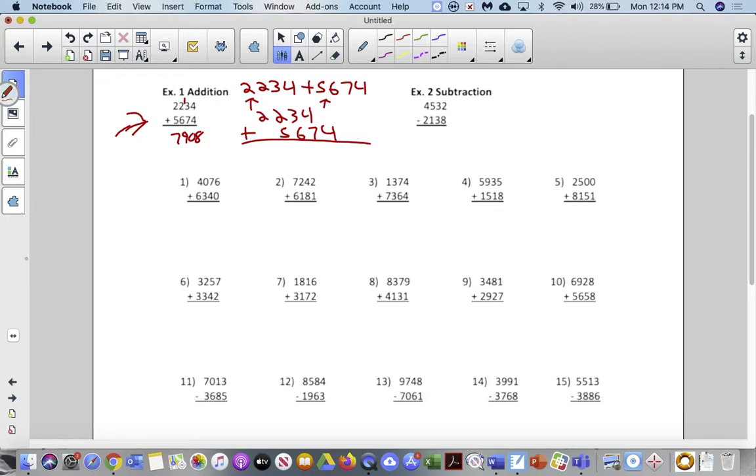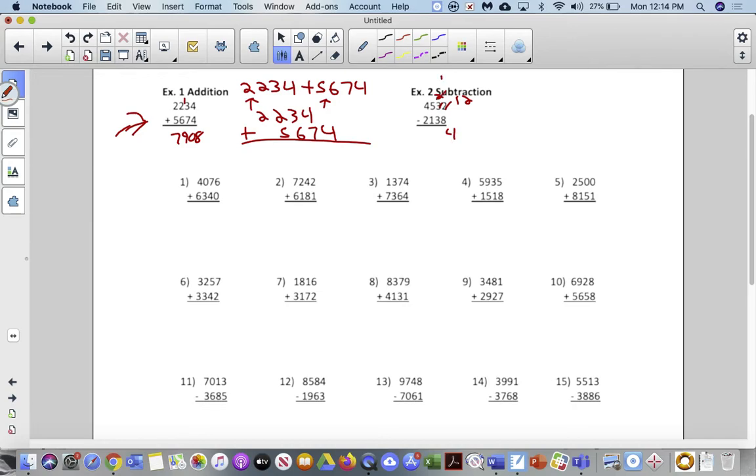Okay, let's try this one. Subtraction. So, I need to take 8 away from 2, but I can't do it. There's not enough. So I'm going to cross out the 3 and make 2, and cross out the 2 and make 12. Now, since I borrowed 10 from the number to the left, I can subtract. 12 take away 8 is 4. Now 2 take away 3, can't do it.